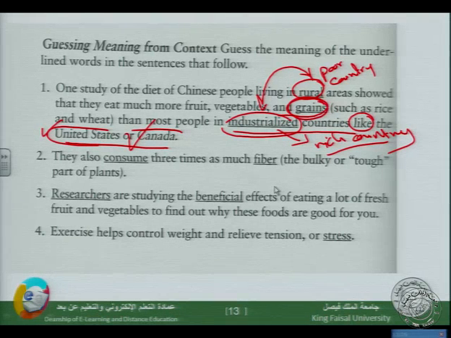How come you know the meanings of the grains? We have here the word such as. Such as is used to give a definition. To give a definition, لتعطي تعريف. Such as, give a definition. Exactly the same as like. So, a grain means rice and wheat.